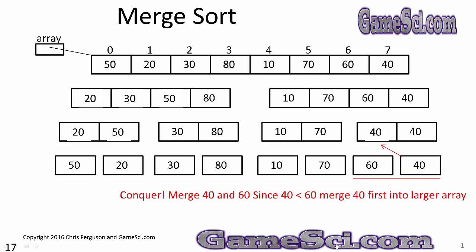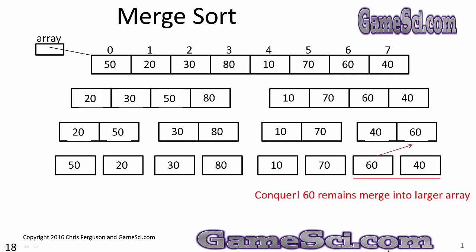Since 40 is less than 60, the 40 merges first into the larger array. All we have left is 60, so we conquer the 60 by merging it into the larger array above it.